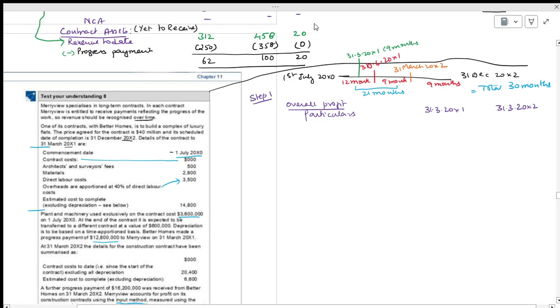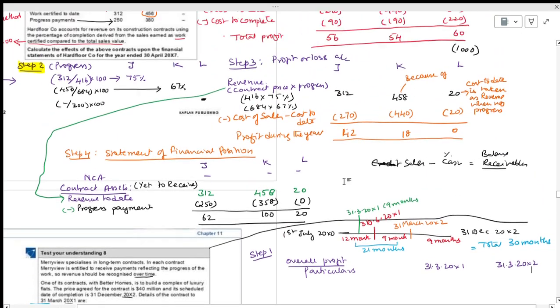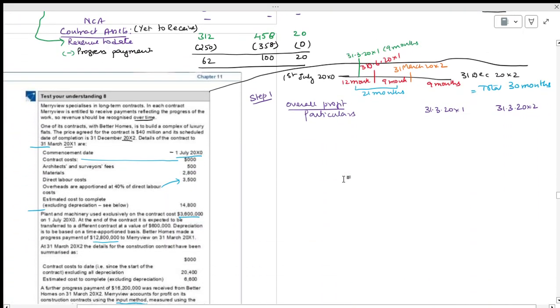First, what is the contract price? Contract price 40 million. The agreed price of the contract is 40 million.